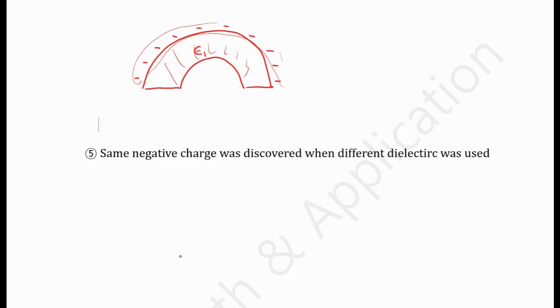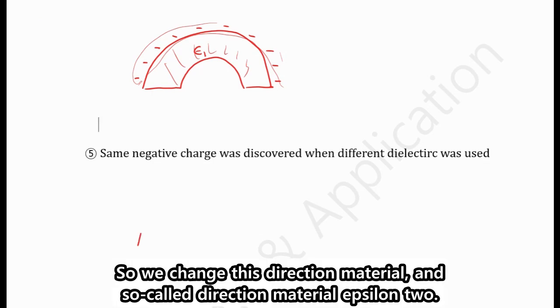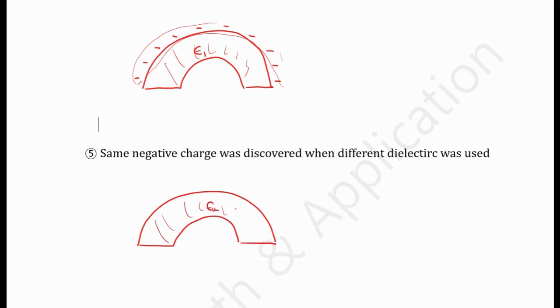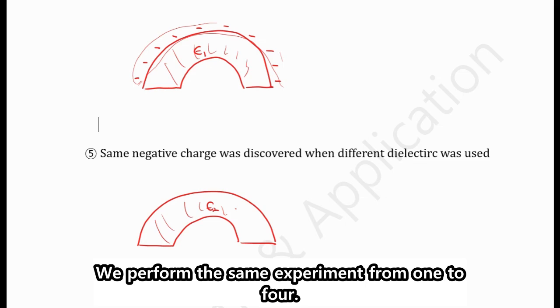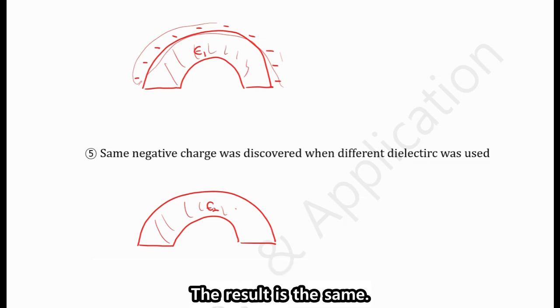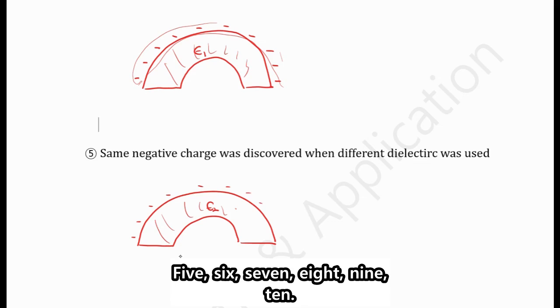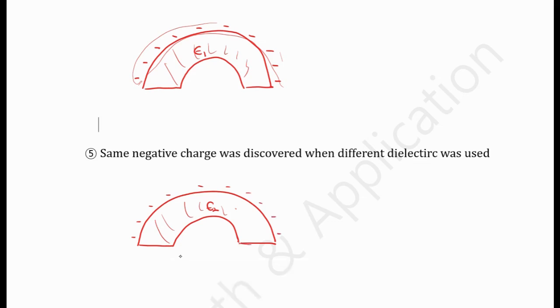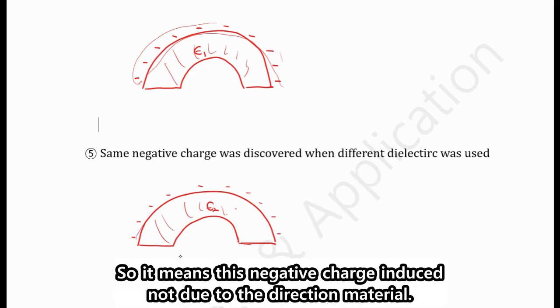So we change this dielectric material to a dielectric material with epsilon 2. We perform the same experiment from 1 to 10. The result is the same. So it means this negative charge is induced not due to the dielectric material.